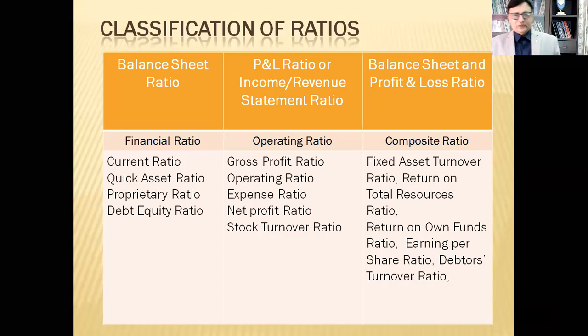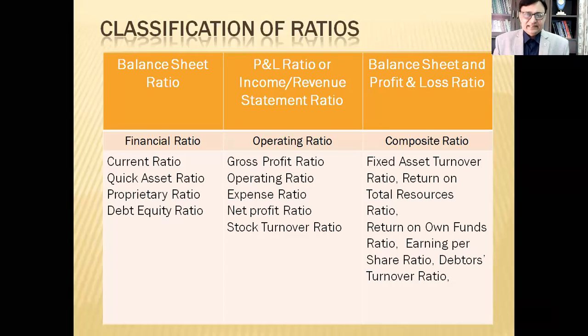So first we will be talking about some of the examples of financial ratios. For example, the current ratio. In the current ratio, we have current assets and current liabilities, both lying in the balance sheet. In the quick asset ratio, we have quick assets and current liabilities, both lying in the balance sheet.